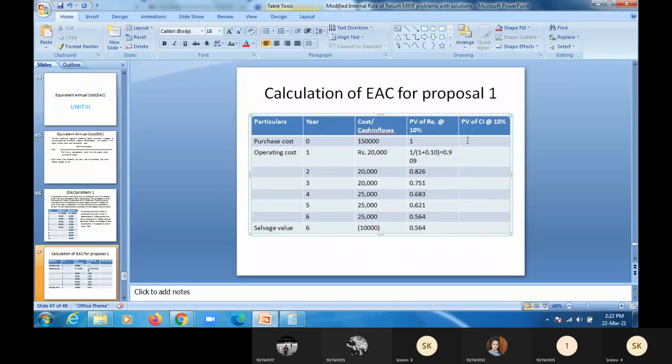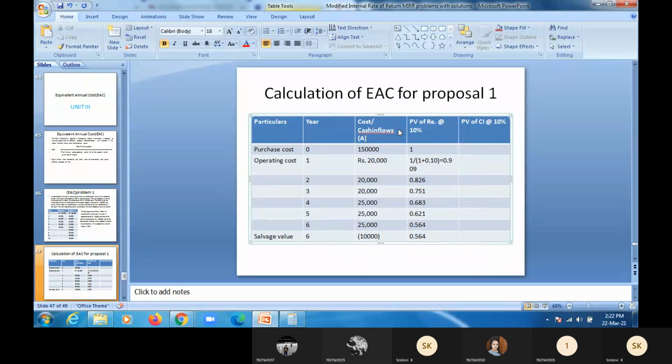Now multiply the cash inflows with the present value. I am naming the column for cash inflows as A, the present value of rupee as column B, and the present value of cash inflows as column C. Column C is equal to A into B. You multiply A into B.